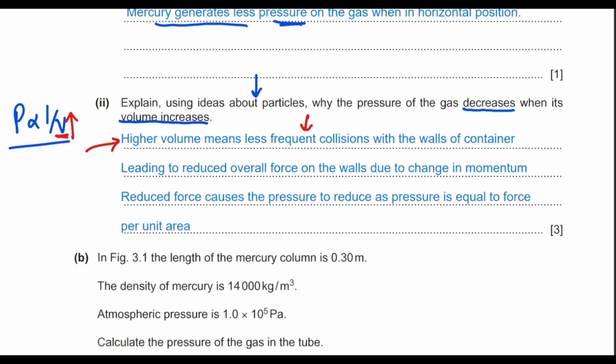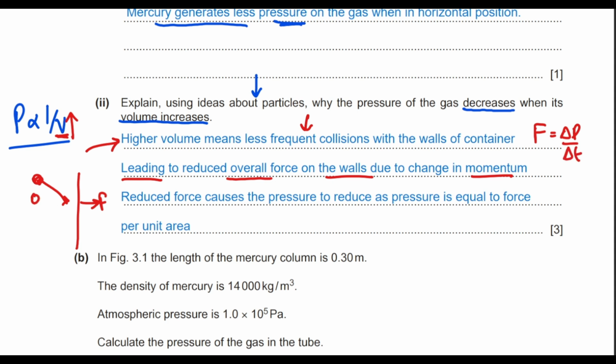There are going to be less frequent collisions with the walls of the container. If this is the container wall, the gas molecules are colliding with the wall and hence exerting a force. So the frequency of collision decreases, leading to reduced overall force on the walls due to a change in momentum. You see, force comes due to change in momentum.